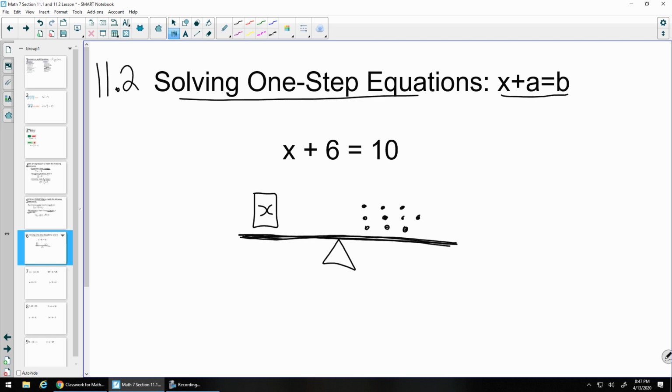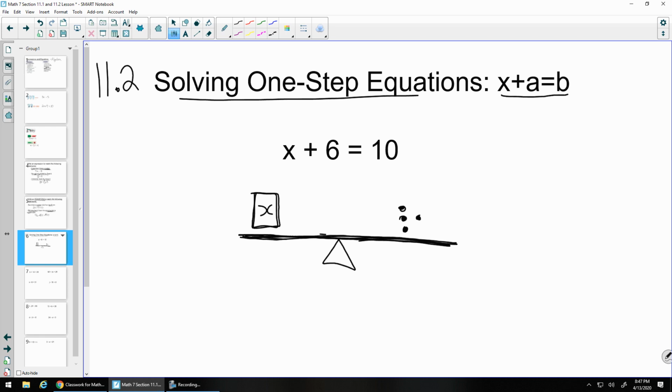But if I just took away 6 counters from just the left side here, then my teeter-totter would no longer be very balanced. So to keep it balanced, I would also have to take away 6 counters from the right side. Now, since I took away 6 counters from the left side, I took away 6 counters from the right side, now my teeter-totter should still be balanced. And now I can look. On the one side of my teeter-totter, I have the variable x. On the other side, I have 4 counters. And so x is equal to 4.